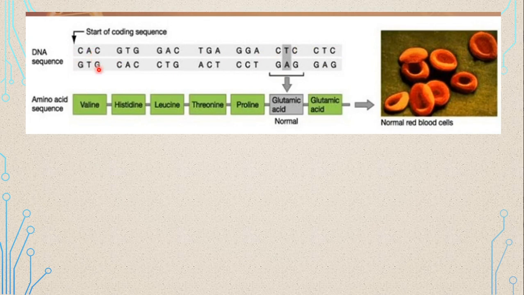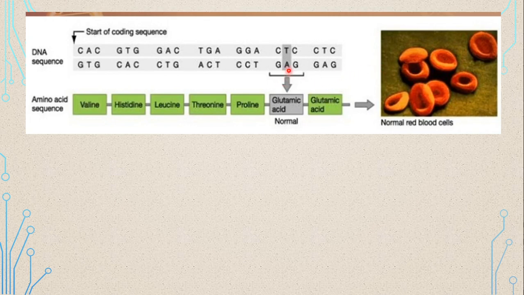It will undergo transcription followed by translation. Here I have not shown transcription, but the DNA sequence will undergo transcription and then translation. Translation will result in the arrangement of the amino acids in this form from the particular DNA sequence shown here: valine, histidine, leucine, threonine, proline, glutamic acid. This way it forms the polypeptide chain which normally exists in humans. That will give the normal red blood cells.